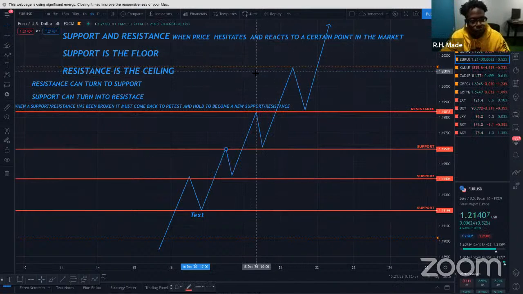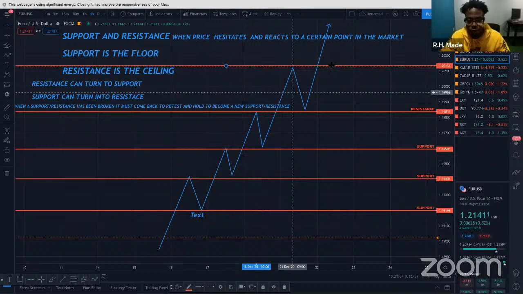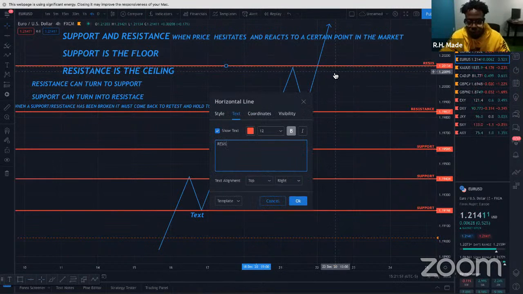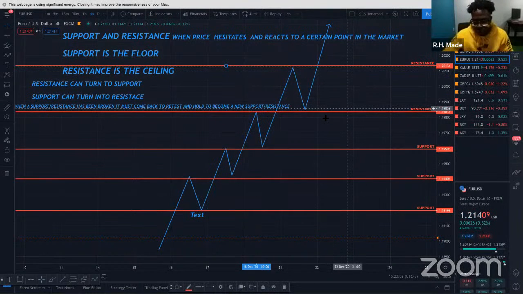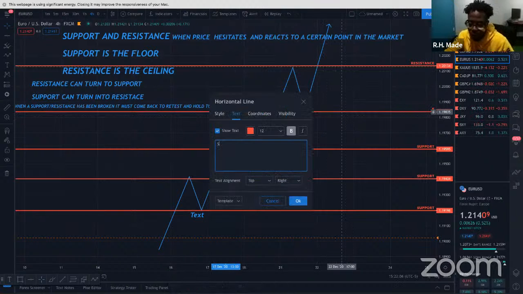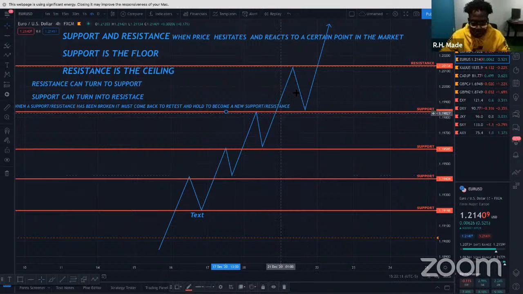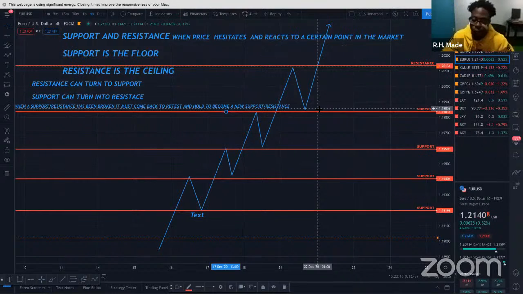Okay, broke that resistance, new resistance. Resistance. Comes back down, a new support. What was once resistance, broke, came back down, tested as support. And then now we just keep going on and on as long as it keeps making higher highs, and as long as it keeps breaking resistance and coming down and retesting as support.